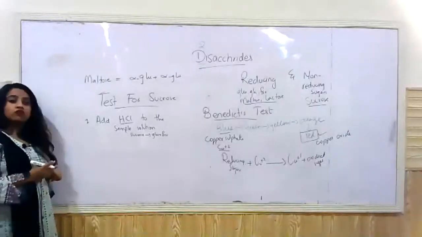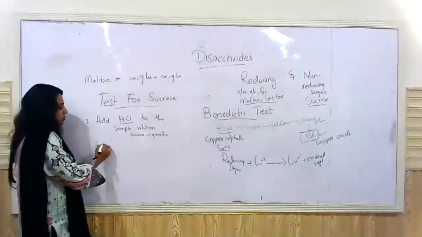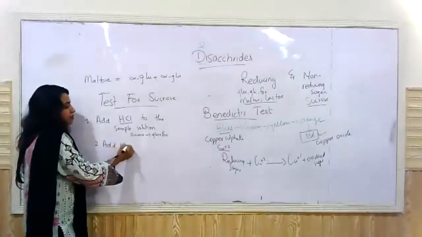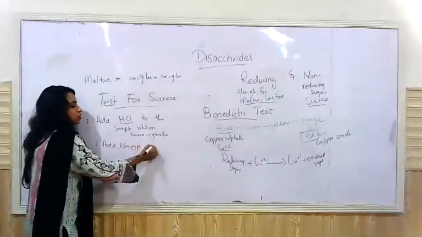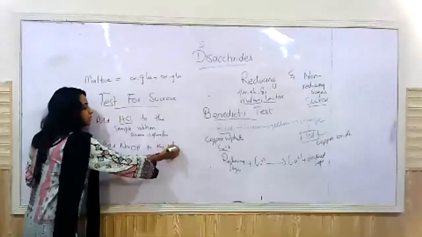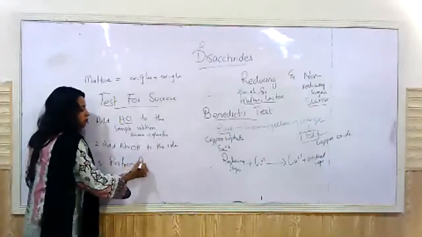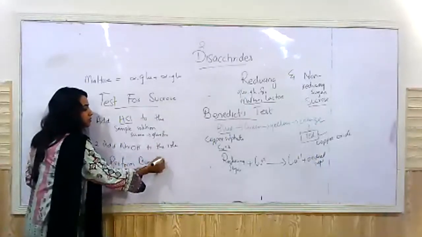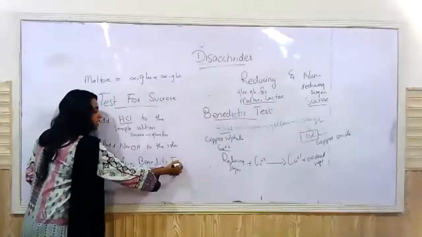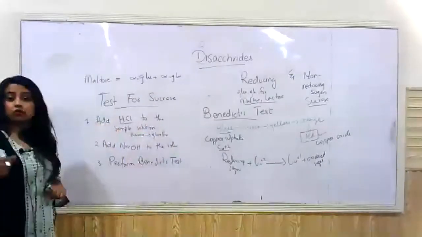So we'll have to neutralize it. To neutralize it, we will add a base, that can be sodium hydroxide, to the solution. And then perform Benedict's test. That is, add Benedict's solution, heat it over a water bath.